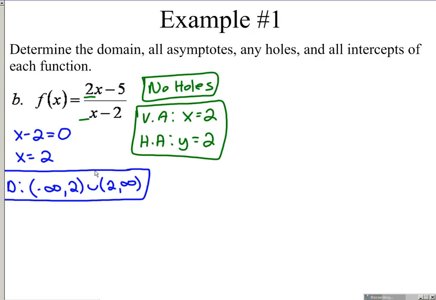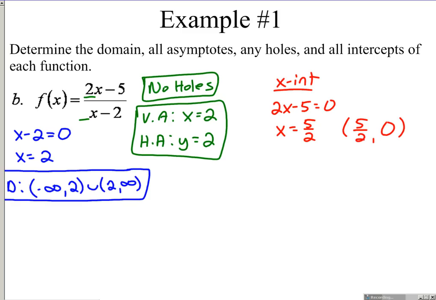Intercepts. X-intercept first. Remember, when we plug 0 in for y, we're going to multiply by that denominator. It's gone, and we're left with the numerator equal to 0. We get x equals 5/2. So our x-intercept is at (5/2, 0).